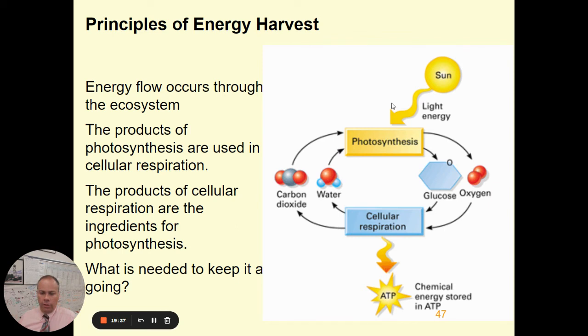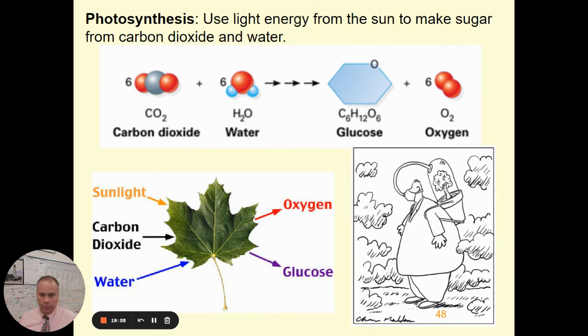So these are both processes, photosynthesis and cellular respiration, that deal with energy transformation. Photosynthesis transforms energy from the sun into energy in the glucose molecule. Cellular respiration transforms energy in a glucose molecule to energy in an ATP molecule. And that's the important molecule that cells need.